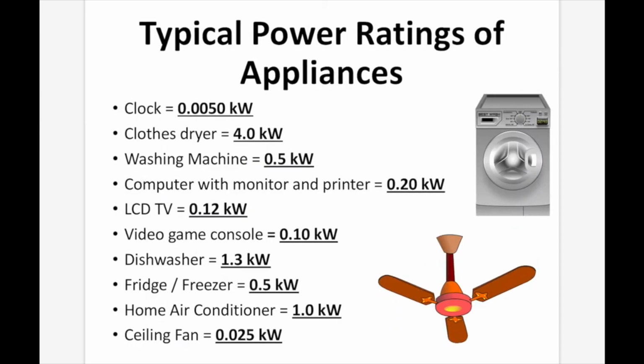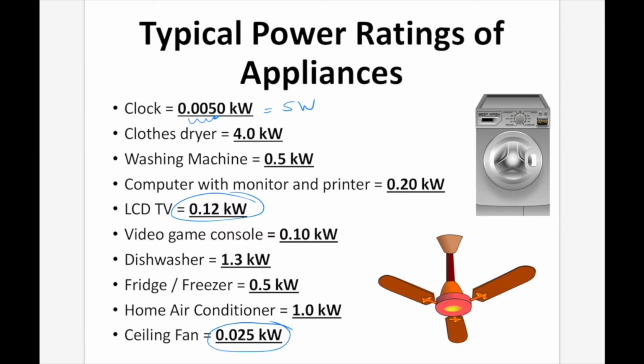So here are some typical power ratings of appliances. So a clock's going to be really, really small, right? We said 0.0050 kilowatts. So if we move our decimal to the right 3 times, 1, 2, 3, we find it's actually only 5 watts. A clothes dryer is going to be 4 kilowatts. LCD TV is going to be 0.12 kilowatts. And then a ceiling fan is going to be 0.025 kilowatts. So you can see they don't use up a lot of energy.